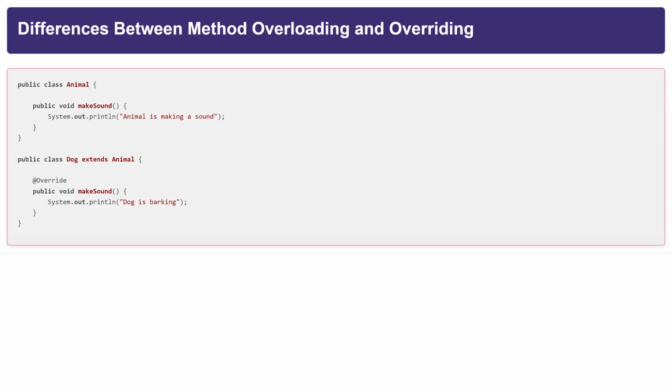In this code snippet, we have a class called animal with a method named makeSound. This method prints, "animal is making a sound." Then, we have a subclass called dog that extends the animal class. The dog class overrides the makeSound method and prints, "dog is barking." When we create an object of the dog class and call the makeSound method, it will print, "dog is barking," instead of "animal is making a sound."